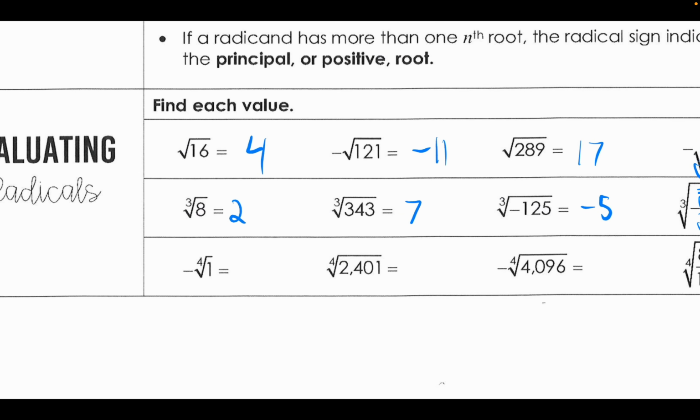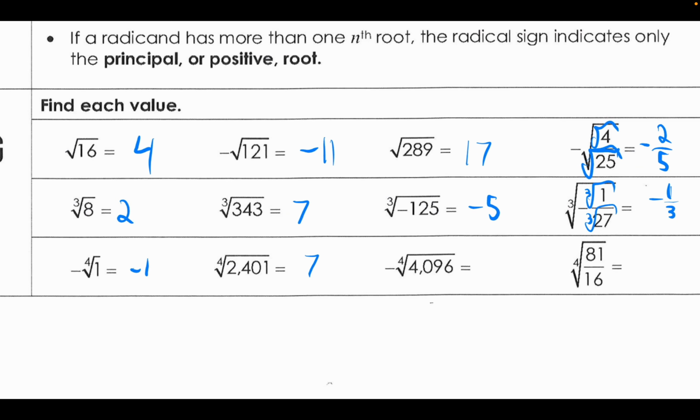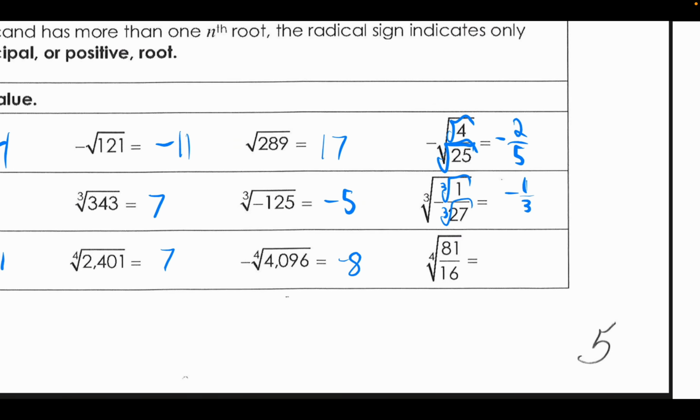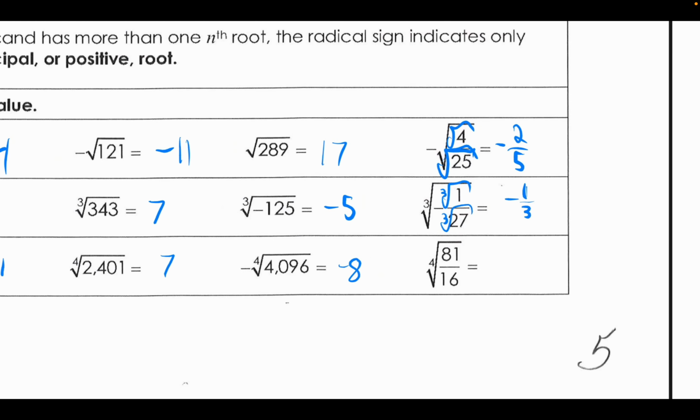The negative fourth root of 1 is negative 1. The fourth root of 2,401 is 7. The negative fourth root of 4,096 is negative 8. And the fourth root of 81 over 16, once again, we could do the fourth root of the top number, the fourth root of the bottom number, and we end up getting 3 over 2.